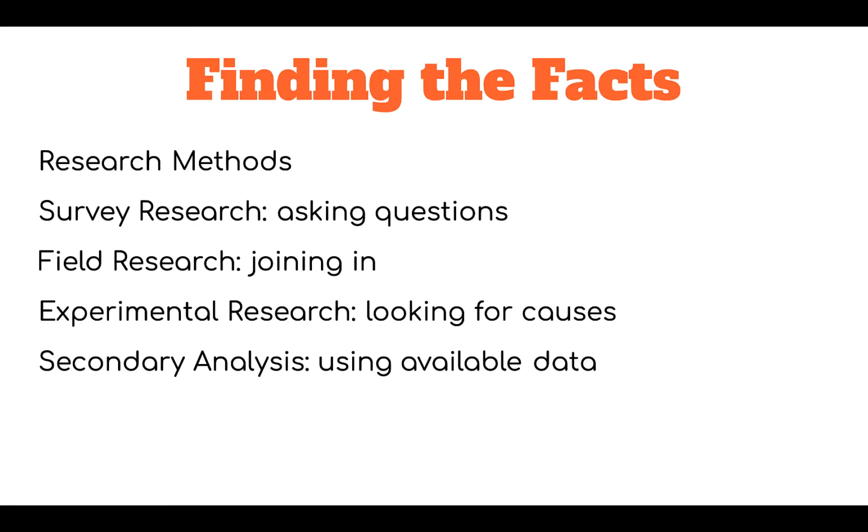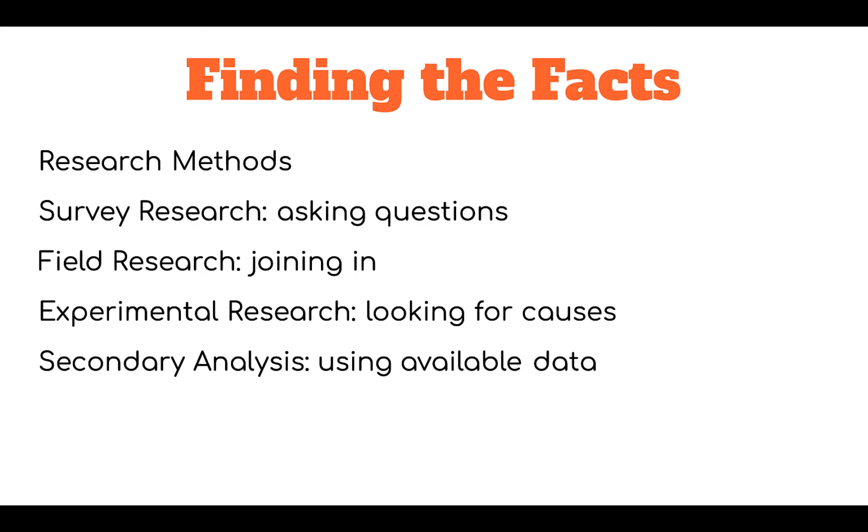Okay, so how do we find these facts? How do we know this stuff, right? That's research methods. This is how we find out our social facts. We use different kinds of research methods to find out different kinds of information. So survey research asks questions. I'm sure all of you have had to take a survey at some point. It's a great method because it looks at people's opinions and their experiences. Plus, they're cheap to do and easy to distribute. So that's why they're so often done for research.